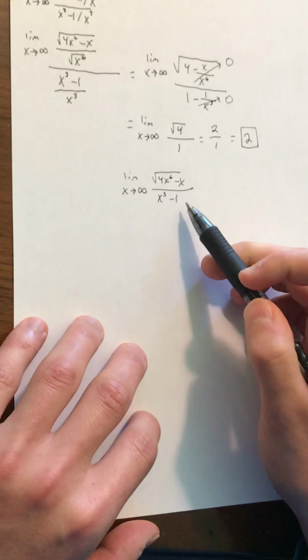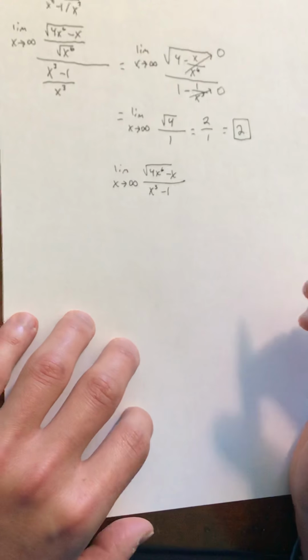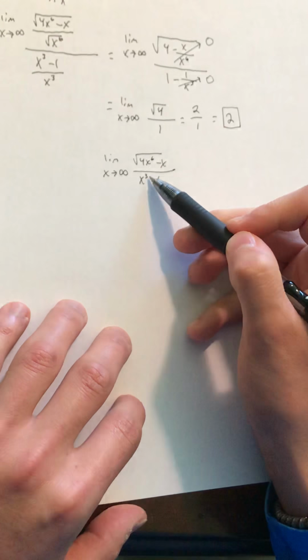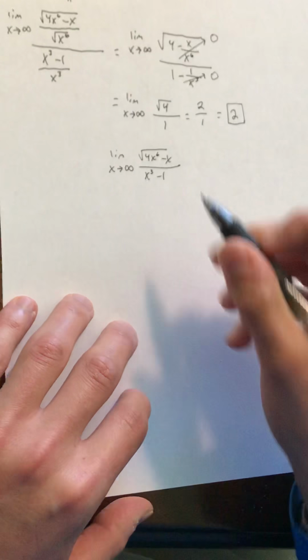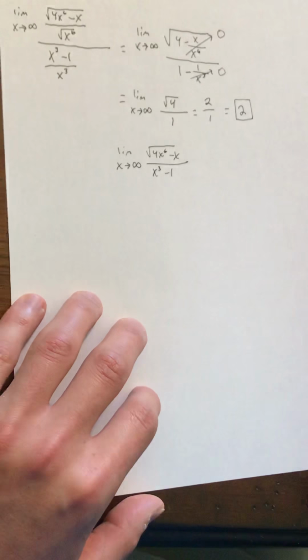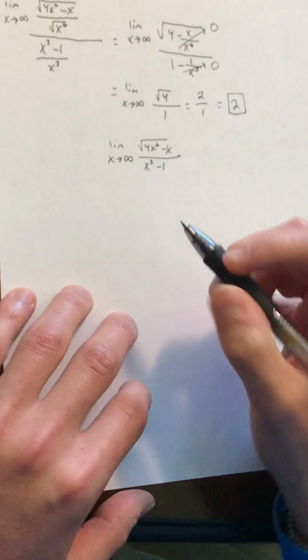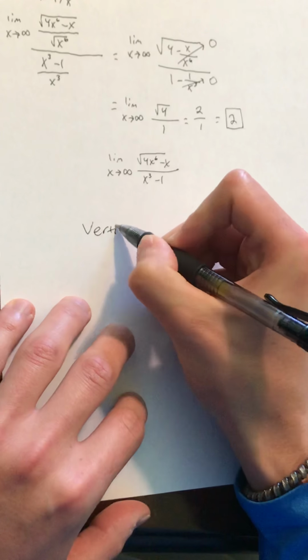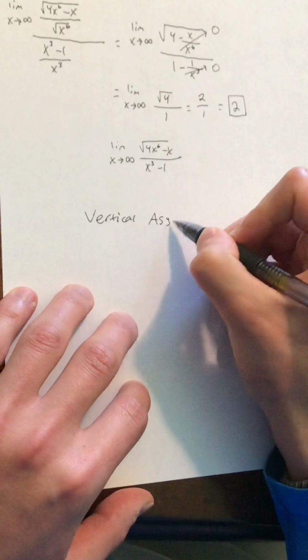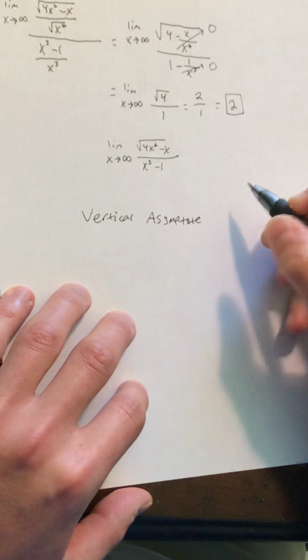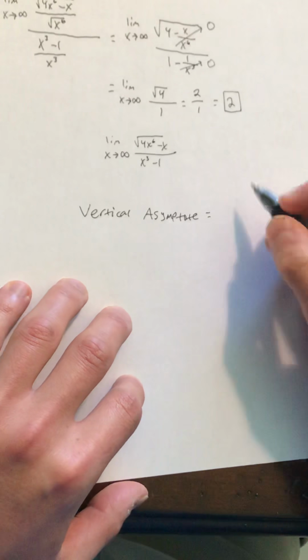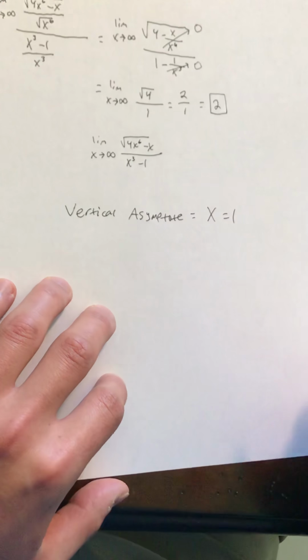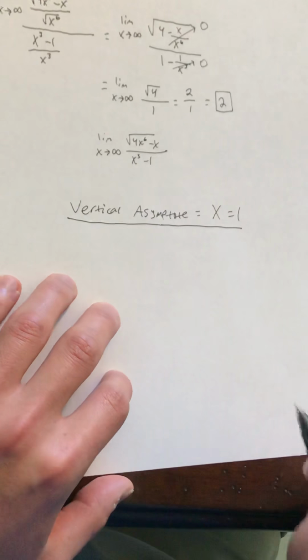So for the denominator to equal 0, we need x equals 1, because 1 to the 3rd power is equal to 1, to give us 1 minus 1, which is equal to 0 in the denominator. So our vertical asymptote will, in fact, be x equals 1.